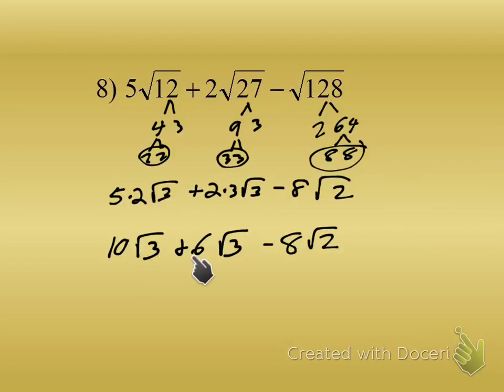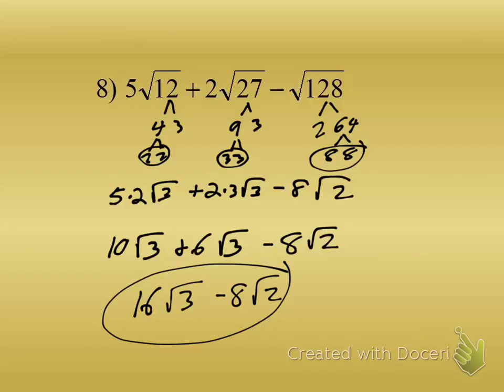Because these are square roots, right? We're not going to take this and make this 16 to the fourth root of 3. It's going to stay square root of 3, right? Minus 8 square root 2. That's it.